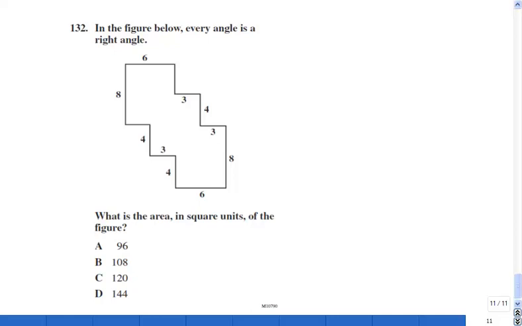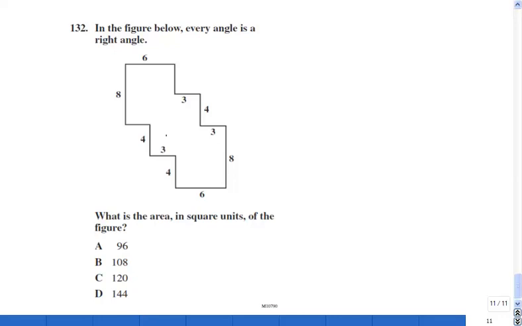Problem number 132. In the figure below, every angle is a right angle. What is the area in square units of the figure that you see here in front of you? And you can approach this problem in many ways. Whichever way you want to choose will be fine.